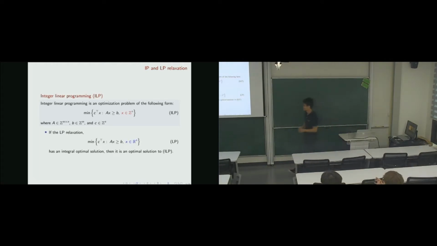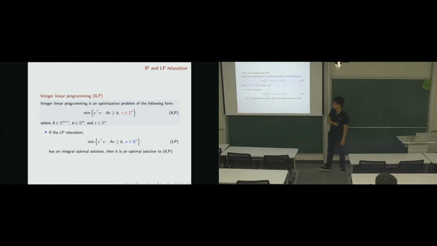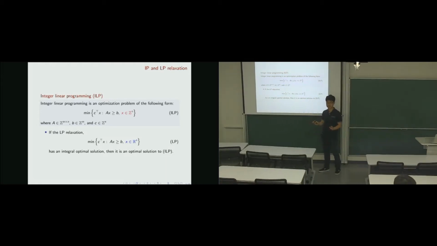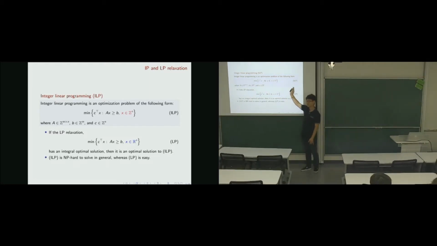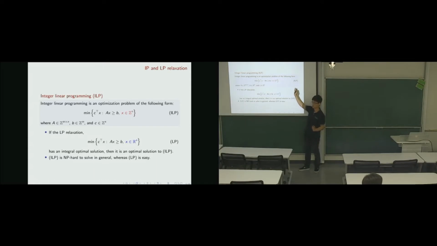Once you relax this integrality condition, you get something called a relaxation, meaning that the optimum value of this is at most the optimum value of this integer program. So if you get an integer solution to this relaxation, it will automatically be a solution to this problem. Because IP is NP-hard, if you get an integer optimal solution from this LP, that's a good situation. So you don't have to worry about solving integer programs in general.